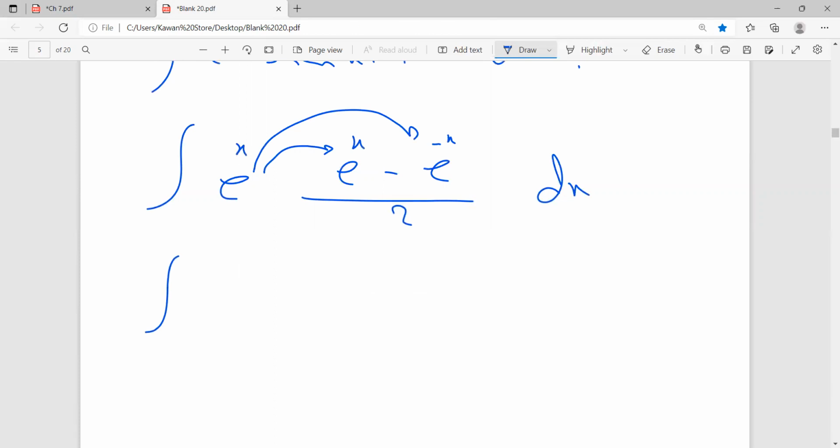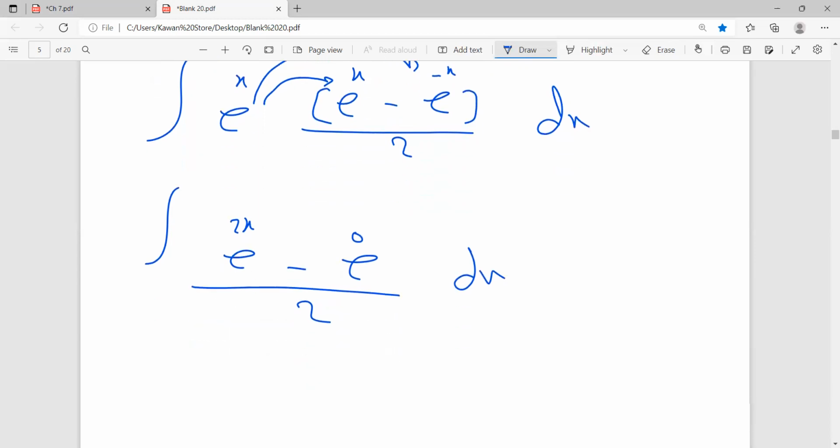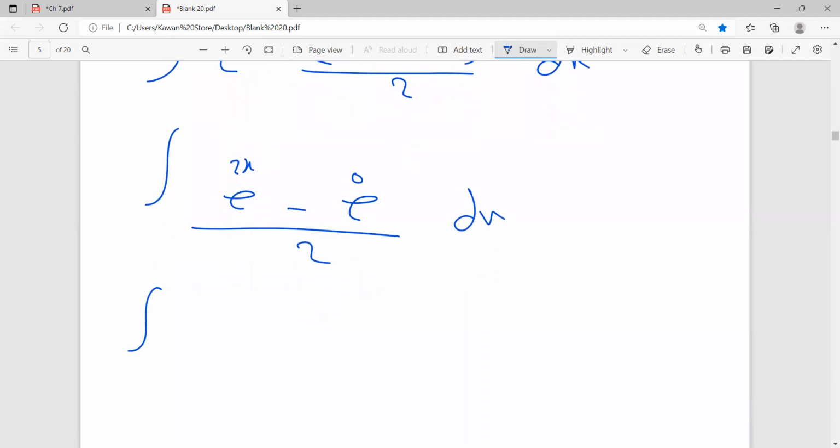So I say it is equal to e to the power 2x minus e to the power 0 over 2 dx. Do you understand why? Because you multiply that one to the numerator and I got that one. So finally you will get e to the power 2x over 2, minus 1 over 2, dx. Understood, dears? Do you know what I did? Question? Yes?